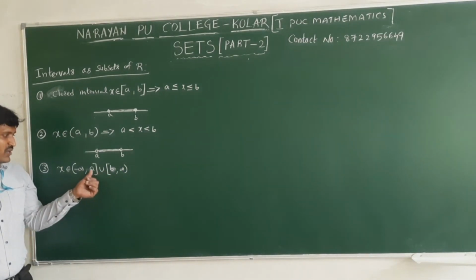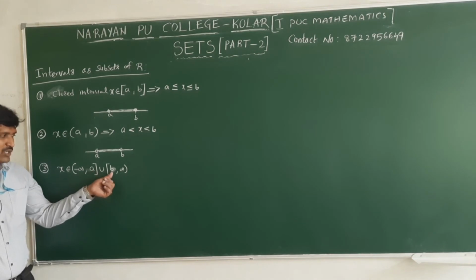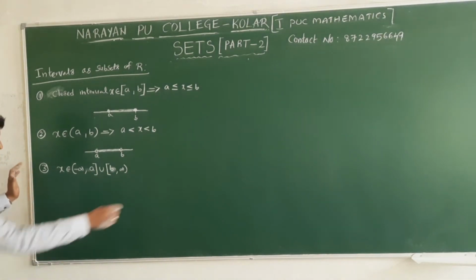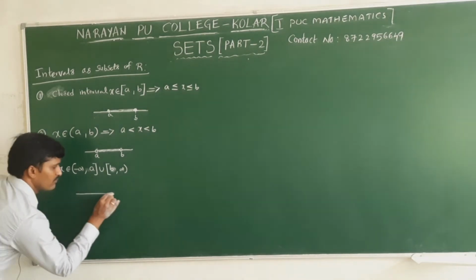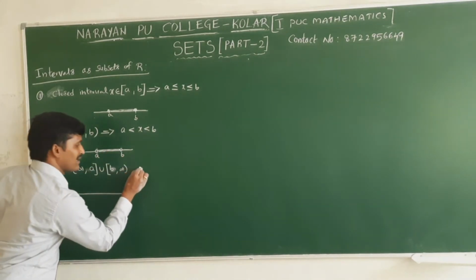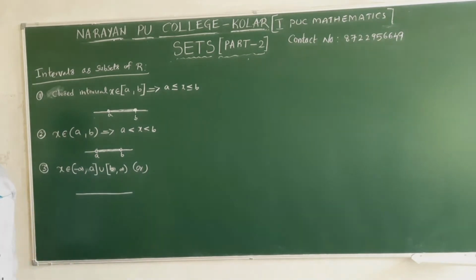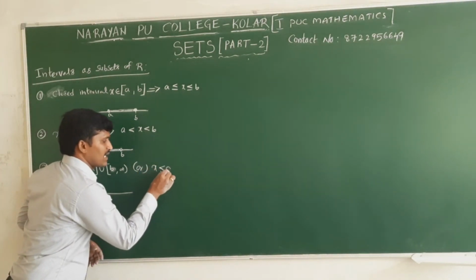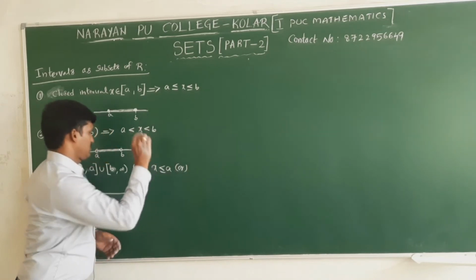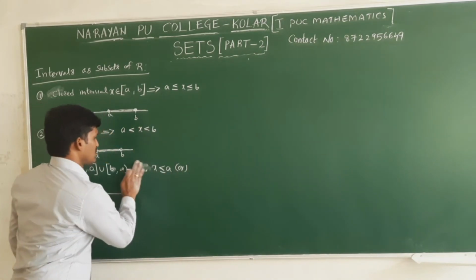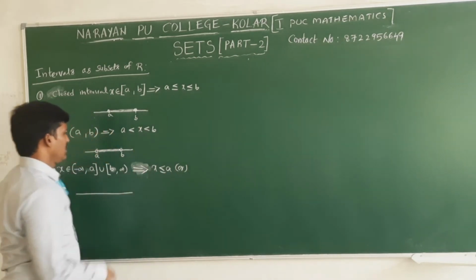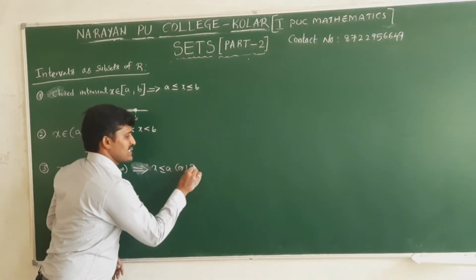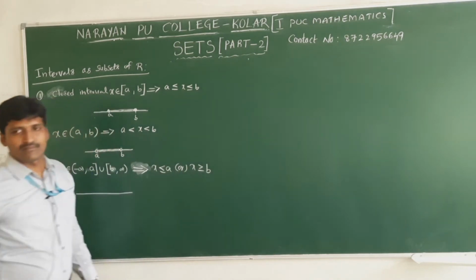Closed interval means A is included, B is also included. Infinity we can't include, because we don't know the infinity value. Now, to represent on the number line, this we can also write like this: x is less than or equal to a, or x is greater than or equal to b. This is the interval form, and this is the inequality symbol form.